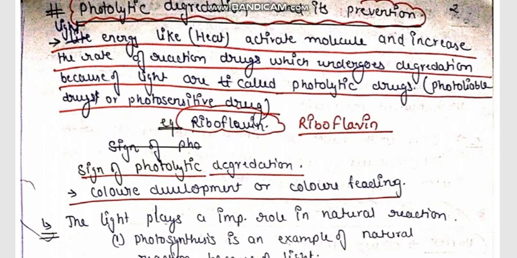Hello everyone. Today's topic for discussion is photolytic degradation and its prevention. Photolytic, as its name suggests, photo means related to light, and degradation of a drug means when the drug has been converted from its active state to an useless product. Photolytic degradation means when the drug has been converted into a useless product because of reaction with light. It is called photolytic degradation. And how we can prevent it.